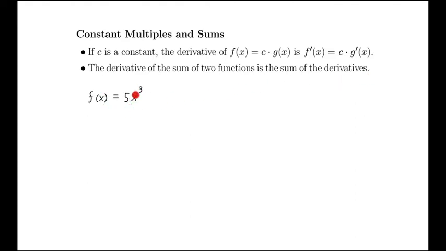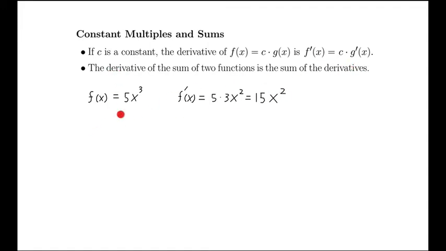Let's look at the first rule and look at this example. In this case, we have f of x is 5 times x cubed. So we can think of x cubed as being this g of x. And we know the derivative of x cubed by using the power rule. So the new derivative is going to be 5 times the derivative of x cubed. The constant is 5. The derivative of x cubed is 3x squared. So we have 5 times 3x squared. When we multiply it out, we just get 15x squared.